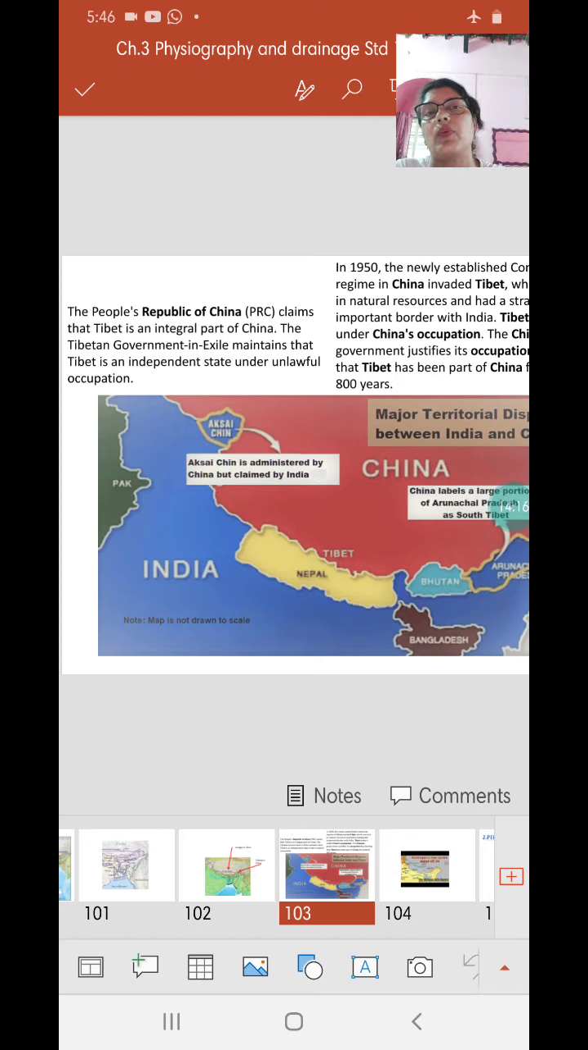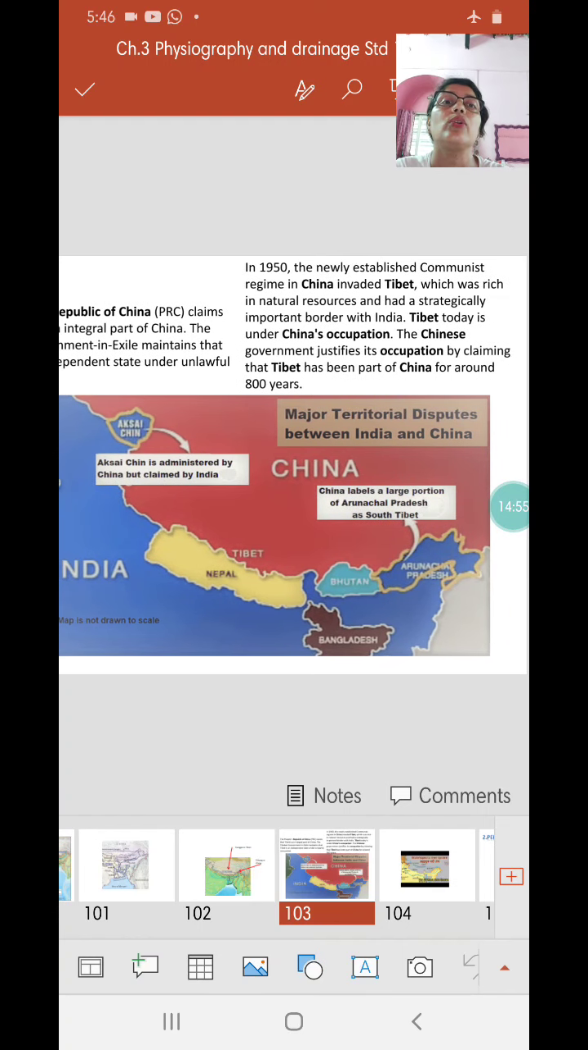Everybody knows China now with the coronavirus. In this 2020, everybody will remember China for this virus. Whether they purposely hid the truth about coronavirus, we don't know. Time will tell that. So the Republic of China claims Tibet to be an integral part of China, but the Tibetan government, you must have heard about the Dalai Lama and all, you can surely surf the net and find out, the Tibet government, who is now in exile, says that China has occupied this area under unlawful conditions.